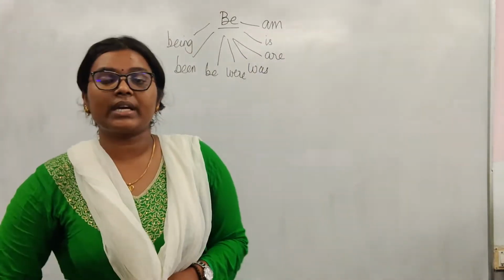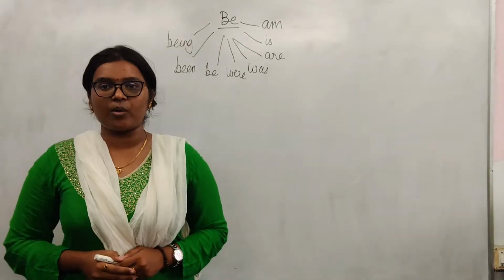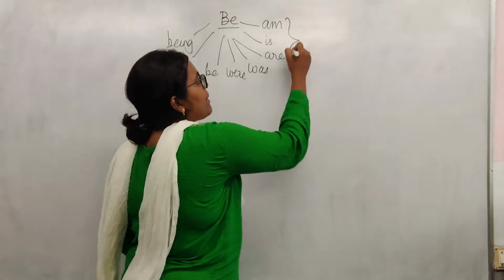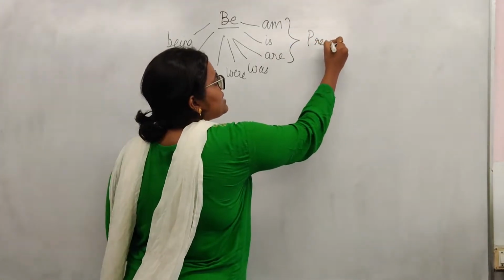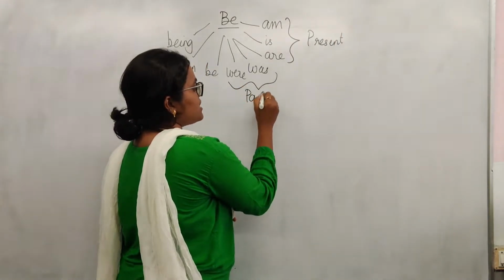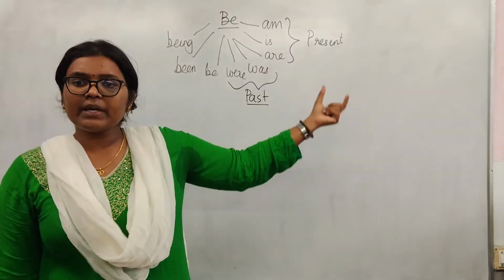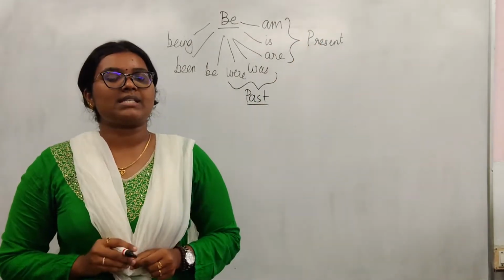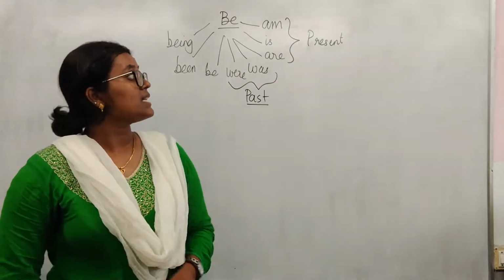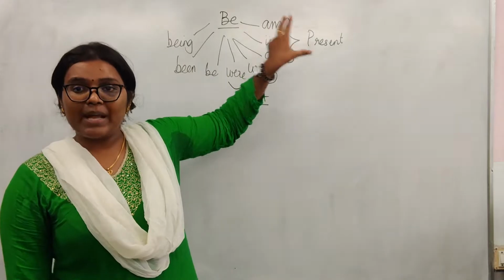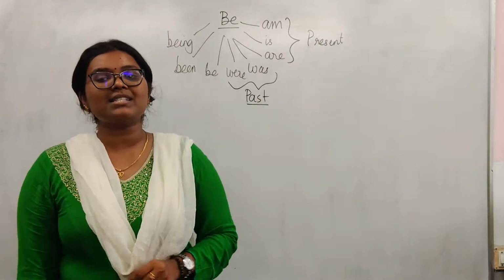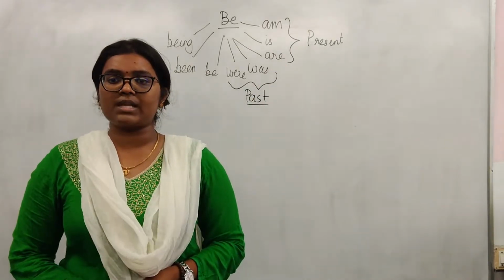Today we will be looking at present and past forms of verbs. When I say present form of verbs, we actually use am, is, and are for the present tense. And was and were are generally used for the past tense. So, how do we use am, is, and are for the present tense? When we use different nouns in the present tense, we will use each of these verbs along with them.